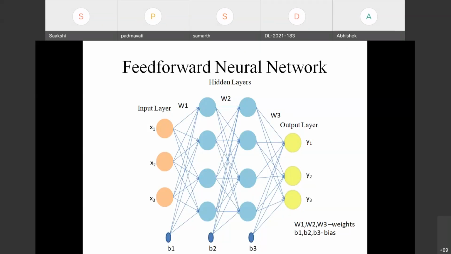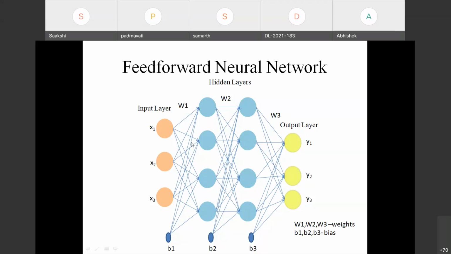Here we have the input layer. This is the input layer, where I'm feeding three different data items: x1, x2, and x3. As we discussed, the number of input layers will always be only one. That is this particular vector x1, x2, and x3. In a similar way, we have three different outputs: y1, y2, and y3.